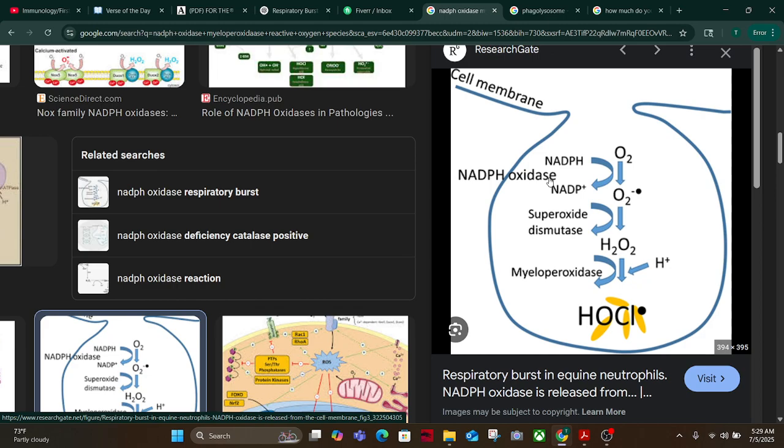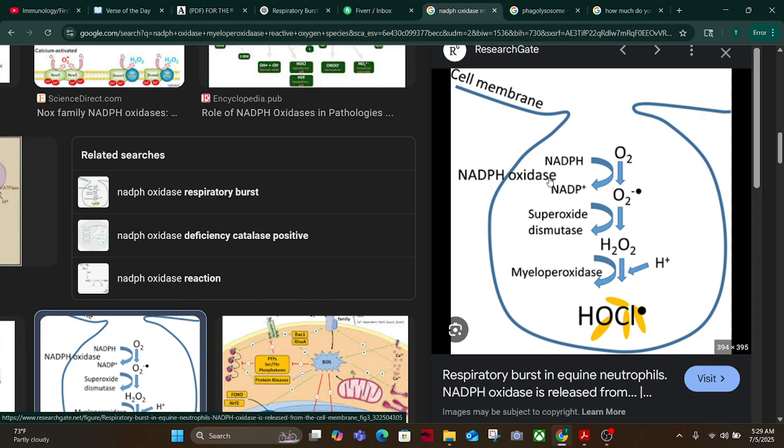NBT. NBT is a dye added to the neutrophil in the lab to see if NADPH oxidase is working. NADPH oxidase makes superoxide, which reduces NBT to blue. If NADPH oxidase is not working, no superoxide will be formed and the NBT stays colorless. So a positive NBT test means respiratory burst is intact.